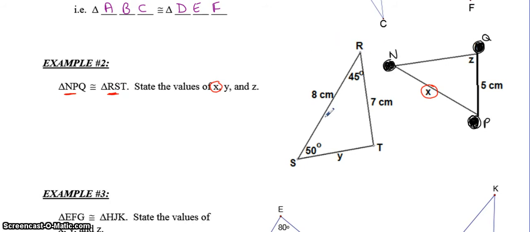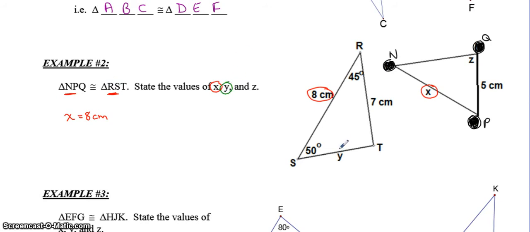So between R and S, it's 8 centimeters. So that means X is equal to 8 centimeters. That's why writing the letters is important, because it shows you which vertex, so which angle and which sides correspond to each other.